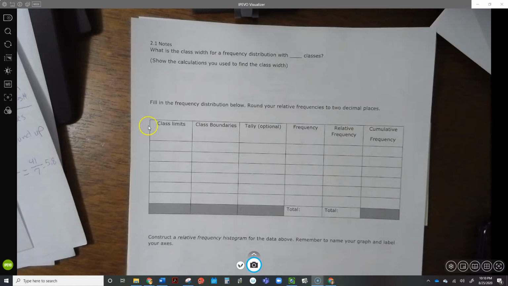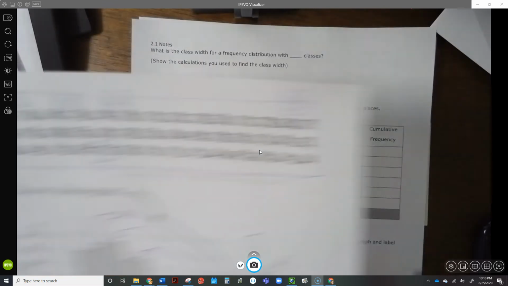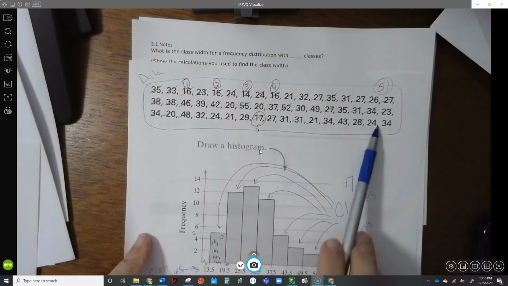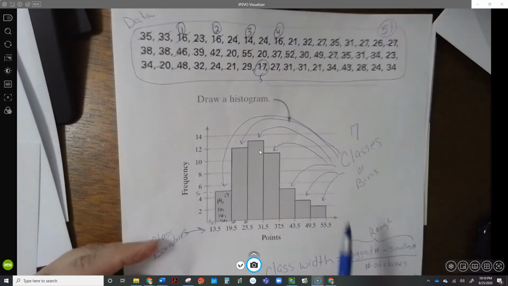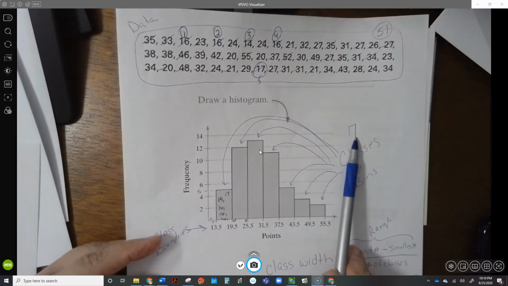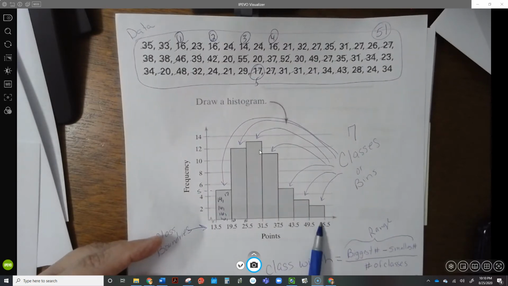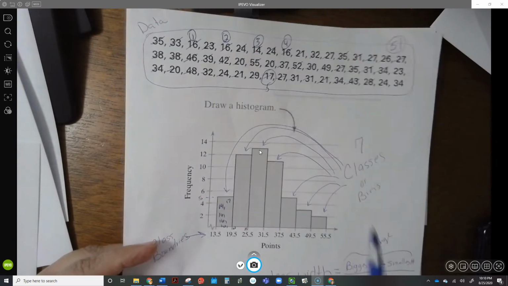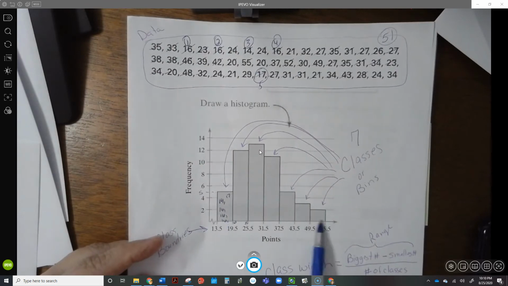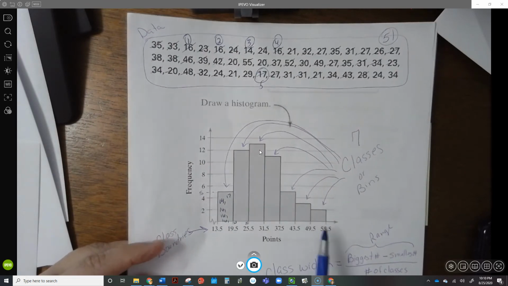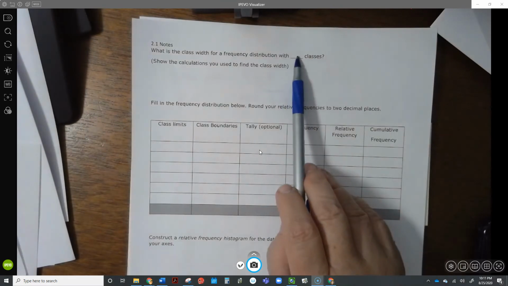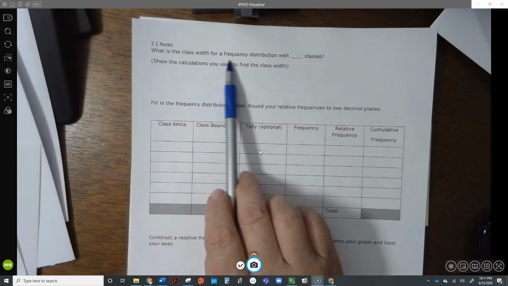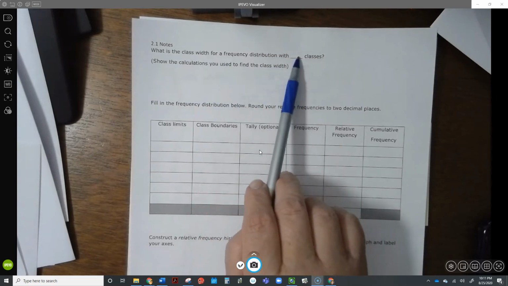Okay, so on to fill this in. Now remember, you can use this set of data right here. The only reason why we use 7 classes is because the textbook used 7 classes. And I'm trying to show you that the one that we do can be just like this one. So on this form right here, what is the class width for a frequency distribution with 7 classes?